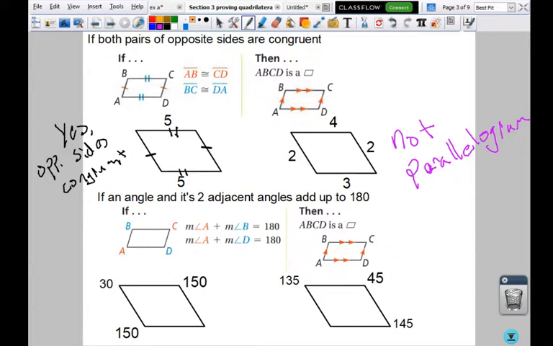Another method is if an angle and its two adjacent angles add up to 180, then you have a parallelogram. So if I look at this left shape, I got 30 right here. 30 plus 150 is 180. And 30 plus 150 this way is 180. So I'm going to say yes on this one, and the reason is opposite angles equal 180. That's the reason that shape's a parallelogram.